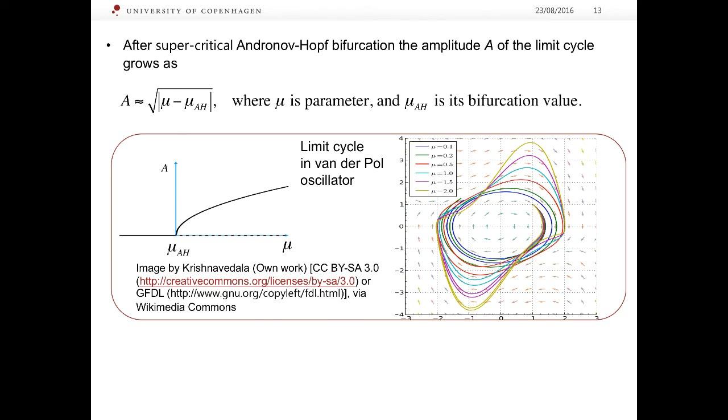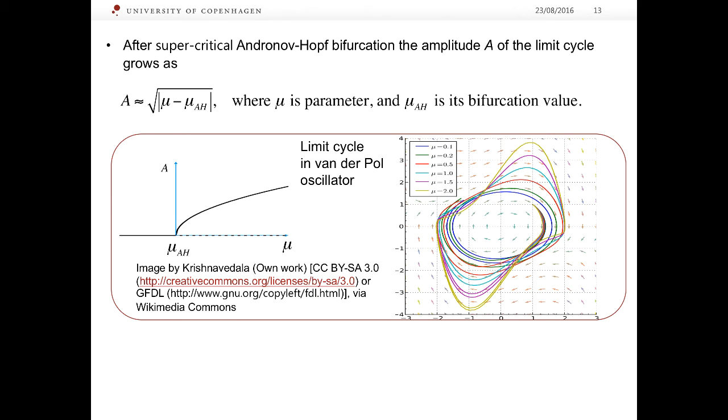This law is illustrated by the figure in the left-hand side of this picture, and it shows the amplitude of the limit cycle as a function of mu. And of course, the amplitude of the limit cycle grows when we go away from the bifurcation point. The figure in the right-hand part of this picture illustrates various limit cycles in van der Pol oscillator calculated at different values of mu, and mu here is the same as epsilon in our previous analysis. So epsilon, called mu here, is a control parameter.